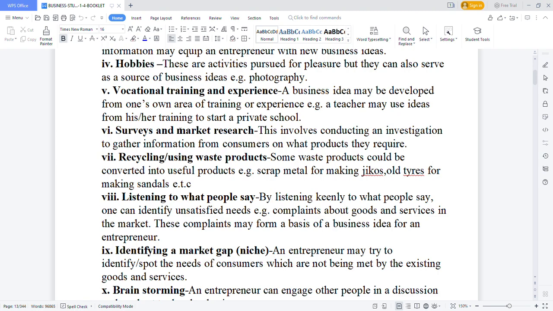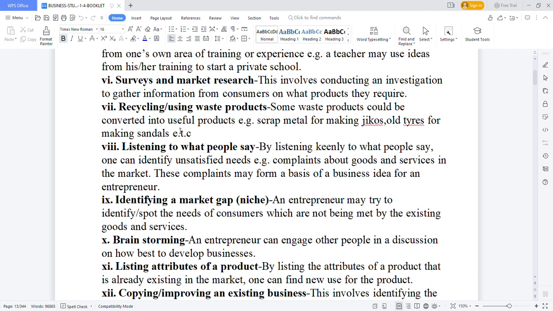You can be a software engineer. You can decide to start coding apps, software. You can be a web designer. So vocational training and experience is also another source of business. Surveys and market research involves conducting an investigation to gather information from consumers on what products they require.